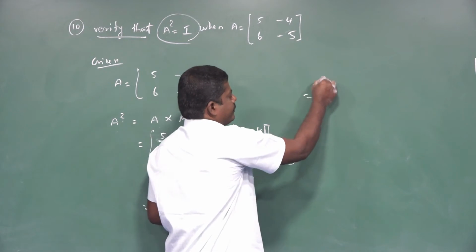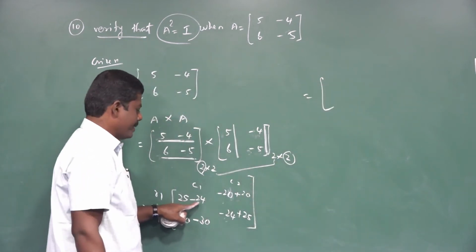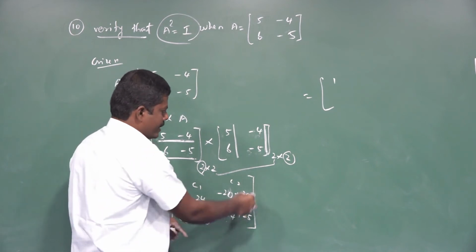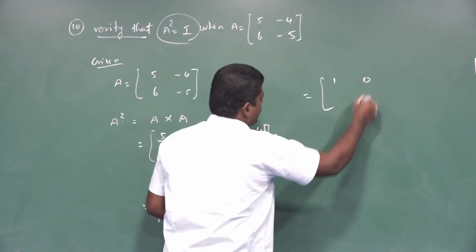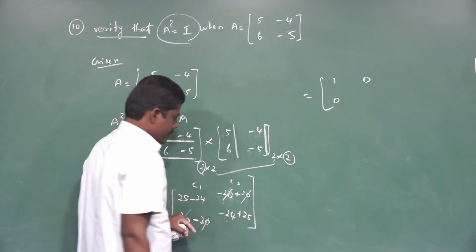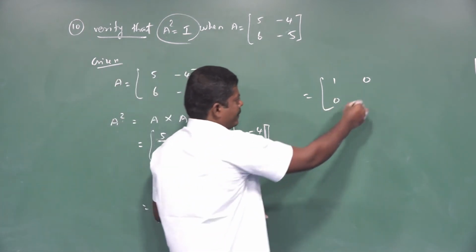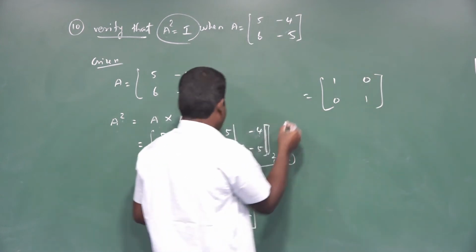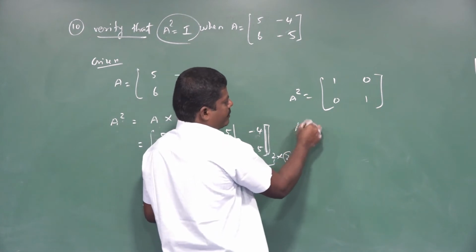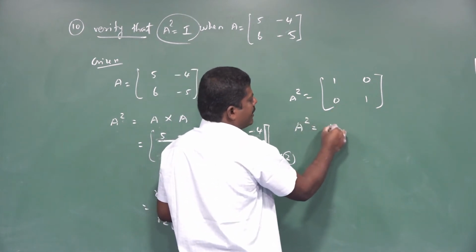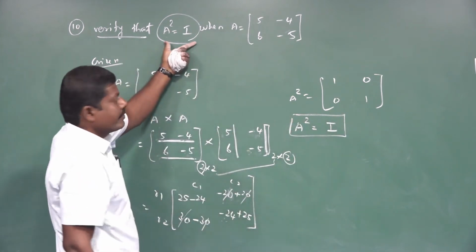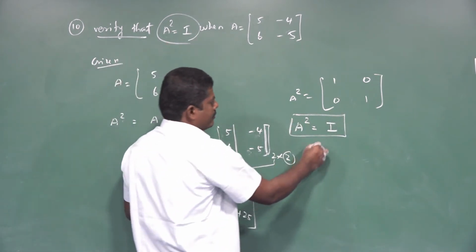Next, 25 minus 24 is 1. Minus 20 plus 20 gets cancelled, 0. Plus 30 minus 30 gets cancelled, 0. Minus 24 plus 25 is 1. This is what? A square. Now A square is equal to this matrix, which is called the identity matrix. A square is equal to I. Hence proved.